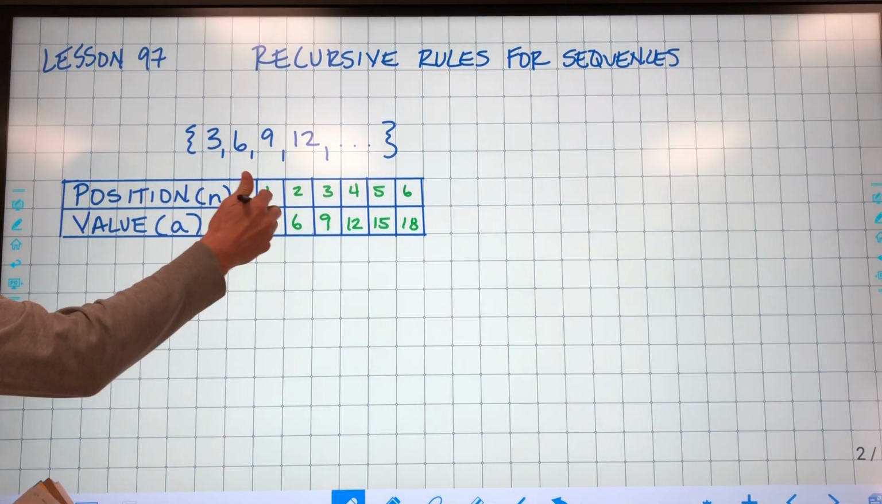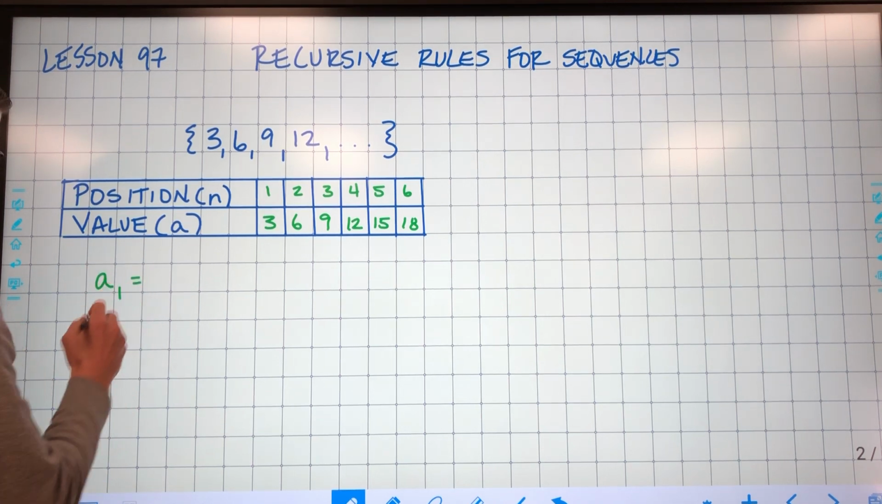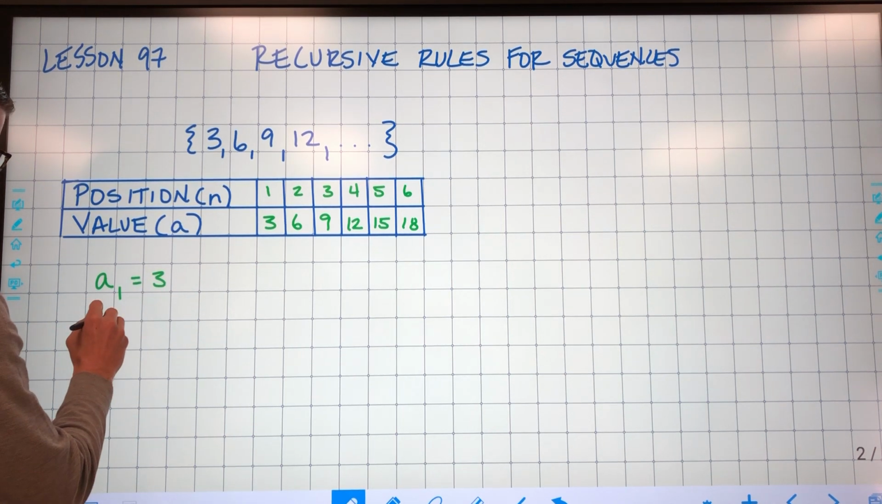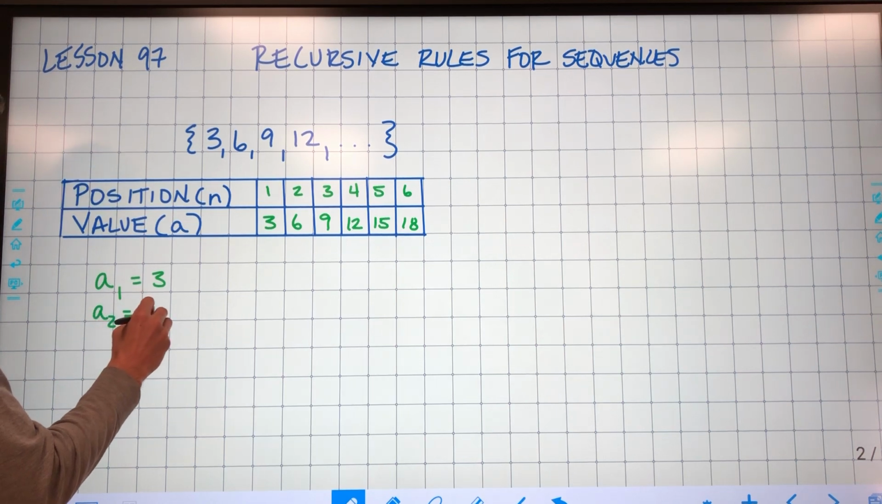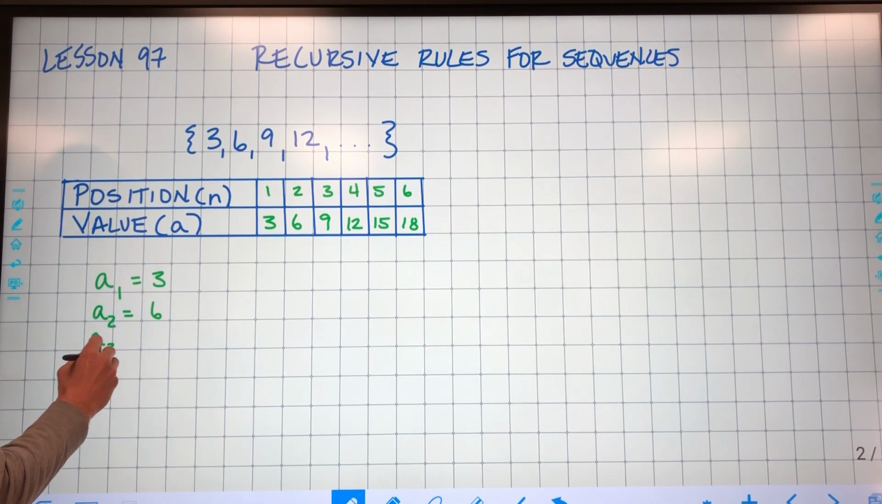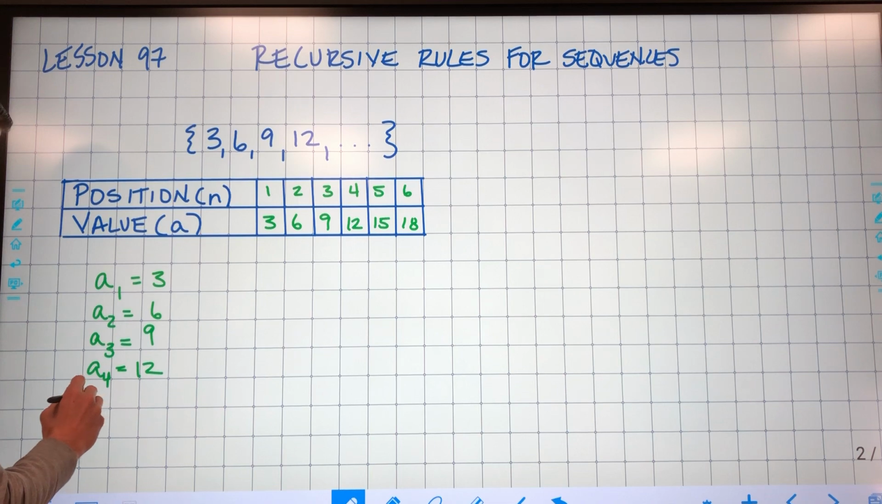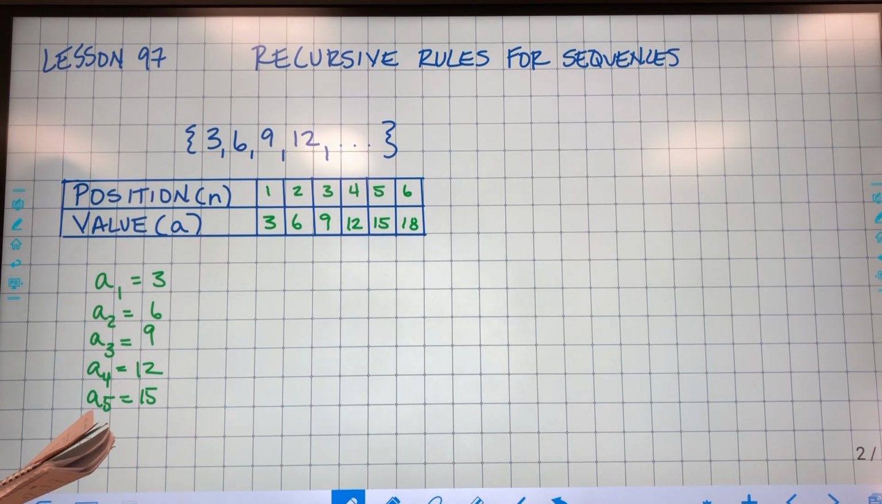So another way that we could outline that is by saying that the A sub 1, the value of the first term, is equal to 3. And we could continue. This is how we would designate what the value of each term is. The value of the second term, A sub 2, the value of the third term, A sub 3, the value of the fourth term, A sub 4, the value of the fifth term, and so on and so forth, okay? So we can also come up with a formula for this, right?